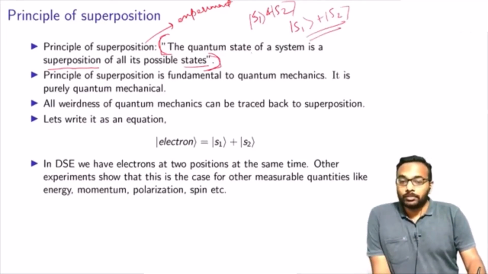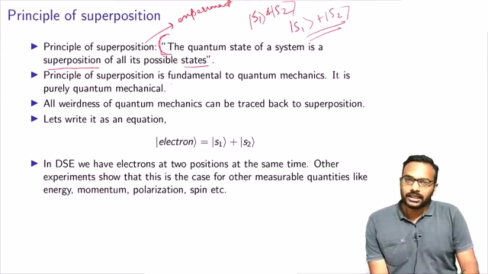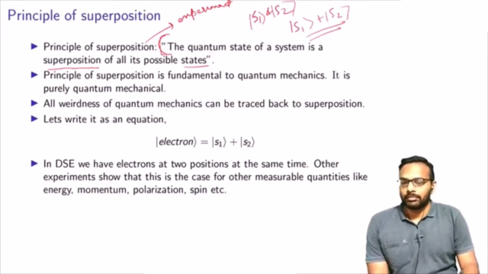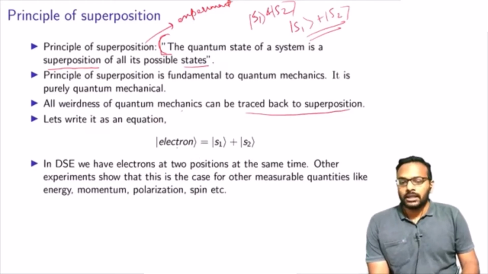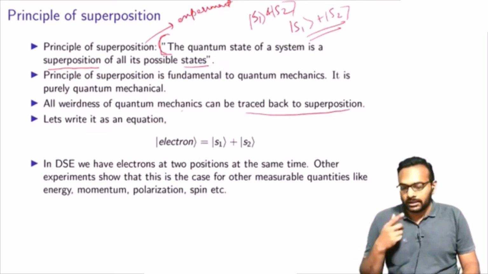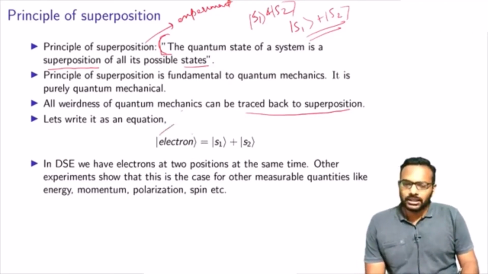Now, the principle of superposition is fundamental to quantum mechanics. It's purely quantum mechanical. There's no such thing in classical mechanics. All the weirdness of quantum mechanics can be traced back to superposition. Now, we can write it as an equation if you like. We don't know exactly how to describe a state yet, so we'll use this notation for a state.